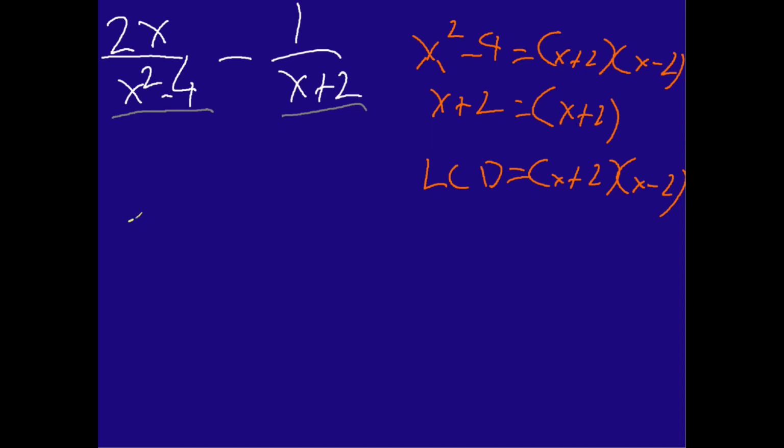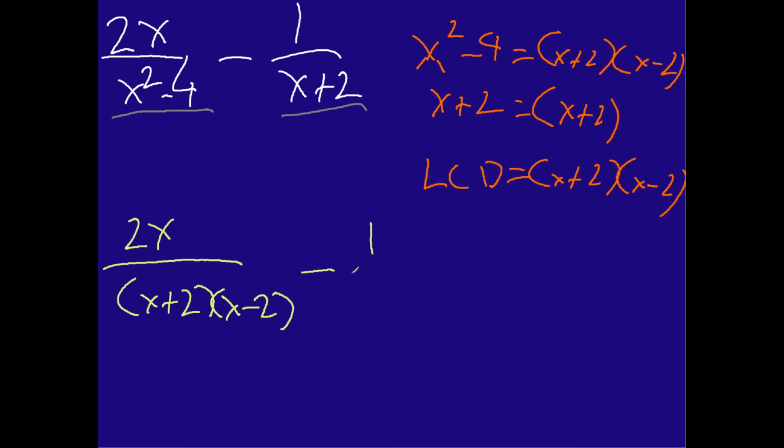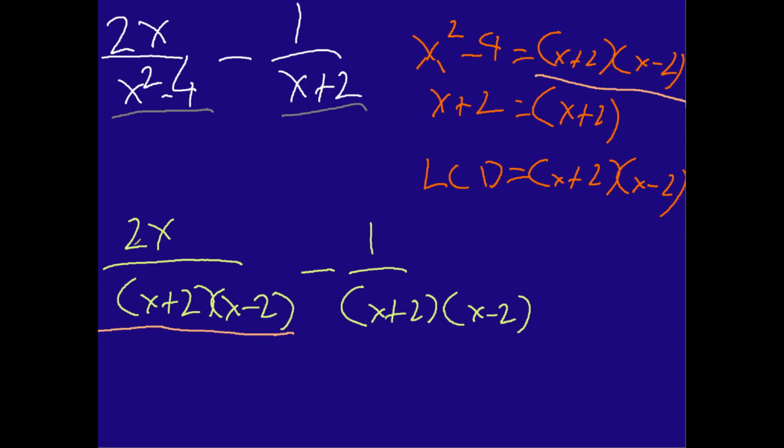So this leads to the following rational expressions. We still have 2x over (x plus 2)(x minus 2), and then subtract, and then we have 1 over (x plus 2)(x minus 2). Now there's something a little bit different here. In this example right here, (x plus 2)(x minus 2) was already in the original denominator. In other words, we don't have to do anything to the numerator in this particular situation.